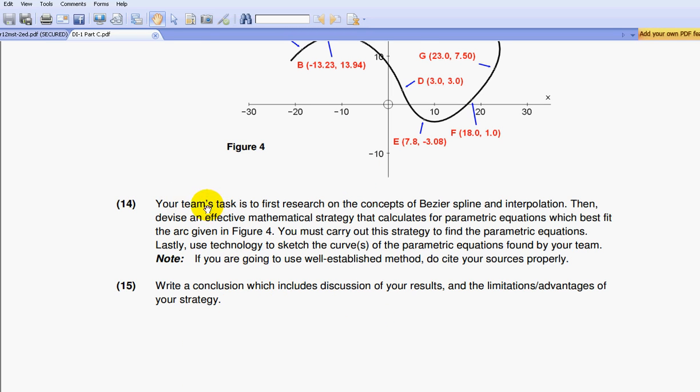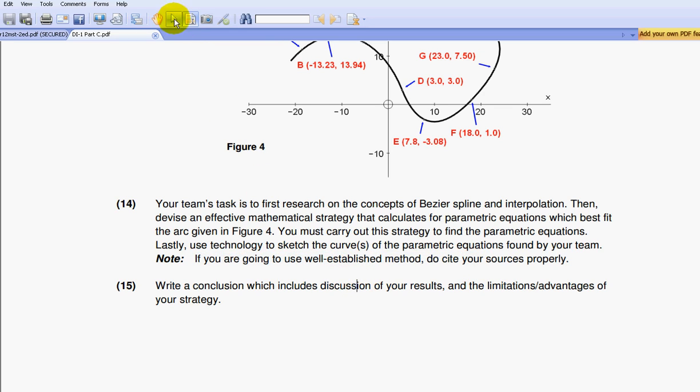Okay, now by now most of you probably have researched a lot about Bezier spline and the idea of interpolation, and you realize that there are a whole lot of things online, and some of these things are really tough and you don't really understand what they're talking about. It is fine. And some of you probably have seen something used by the industry, by engineers, by graphic designers, and those methods are quite established. However, they might be too difficult for you to understand at this point.